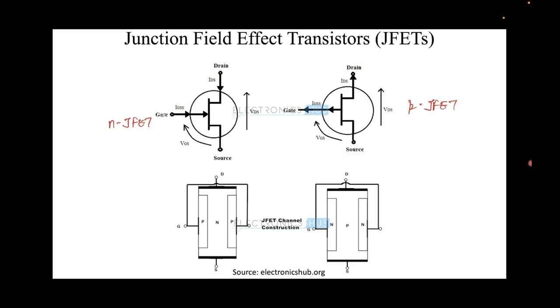And why is it a transistor? Because it's the gate that is controlling how much current flows between drain and source. So that's the definition of a transistor: when the 3rd terminal, the gate, is controlling the current flow between the drain and source. And this is a junction field effect transistor.